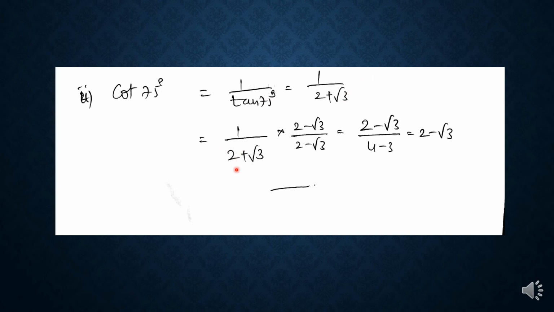So that is 1 by 2 plus root 3 into, by rationalization, 2 minus root 3 by 2 minus root 3, we will get 2 minus root 3 by, the denominator is in the form of (a plus b)(a minus b), that is a square minus b square, that is 2 square minus root 3 whole square, that is 4 minus 3. That is equal to 2 minus root 3 by 1, that is 2 minus root 3. So cot 75 degrees value is 2 minus root 3. So tan 75 degrees is 2 plus root 3 and cot 75 degrees is 2 minus root 3.